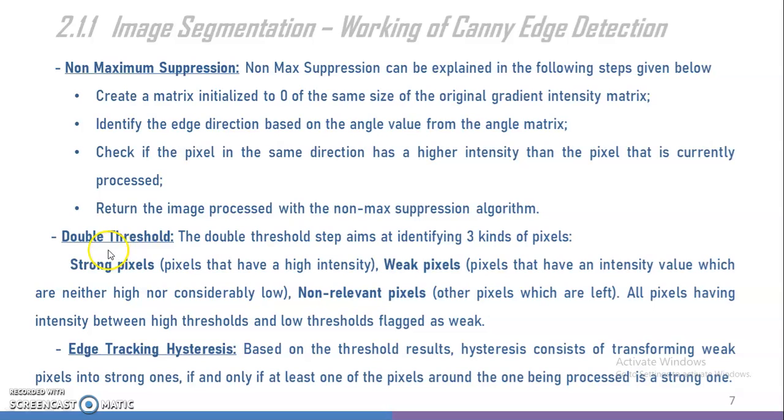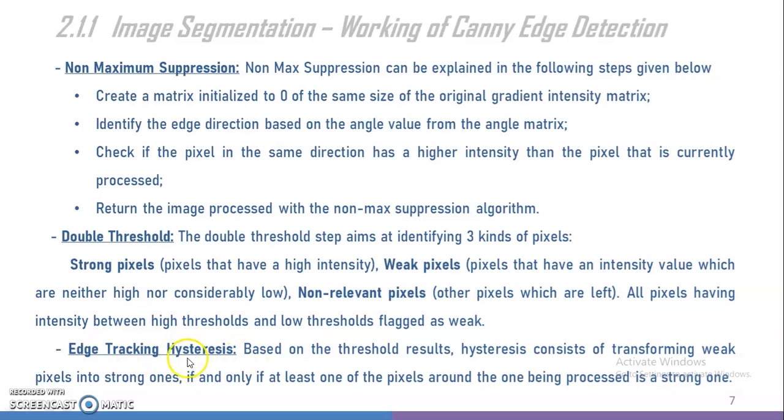The next part is the double threshold. This is the most important part, and this is why we use Canny edge detection, because it identifies three kinds of pixels: strong pixels, weak pixels and non-relevant pixels, because there are two thresholds. Above the high threshold are strong pixels, below the low threshold are non-relevant pixels, and in between the high and low threshold are the weak pixels.